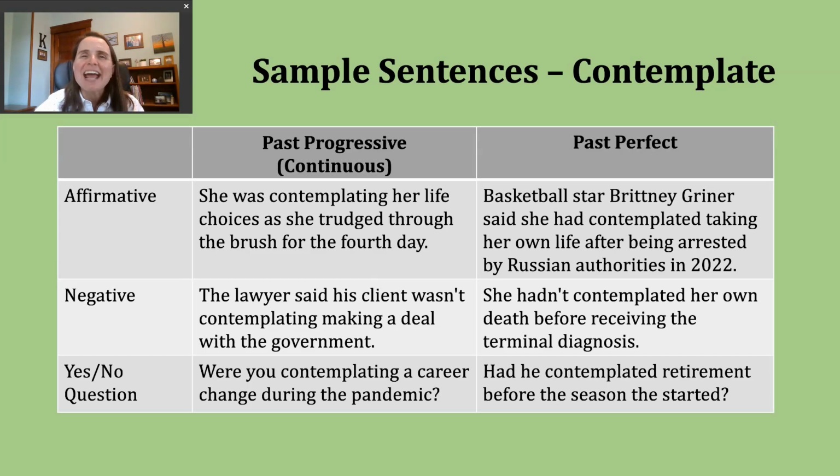Now, let's move on and talk about making a yes or no question in the past progressive. To do this, you're going to start with your past form of be. You're going to use the form that matches your subject. That subject comes next. Then use the ing form of the verb. Here's our last example. Were you contemplating a career change during the pandemic?